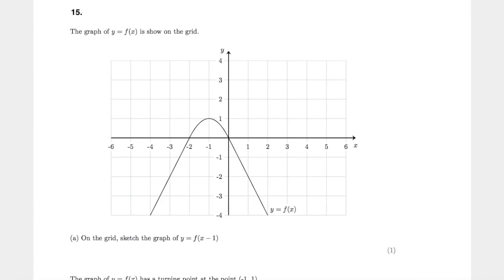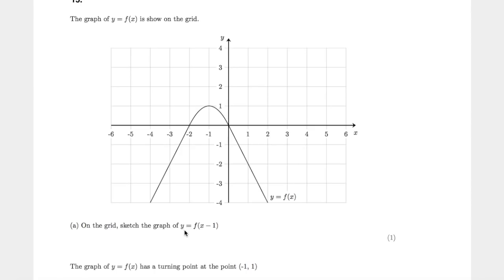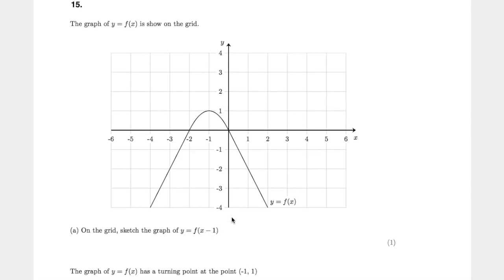Question 15 says the graph of y equals f of x is shown on the grid. Part A says on the grid sketch the graph of y equals f of x minus 1.